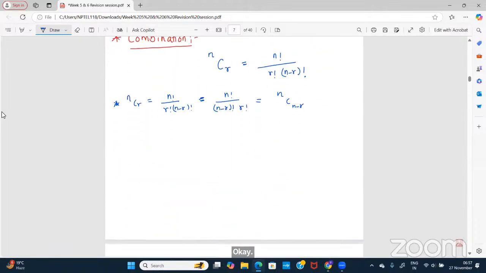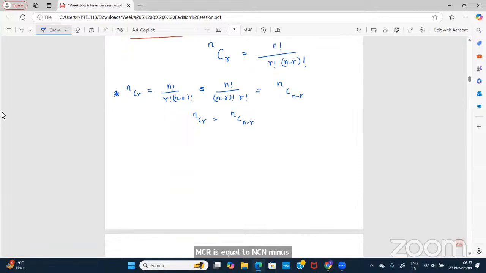So here you can see that in this statement, nCr is equal to nC(n−r). So what we can conclude from this equation is that the selection of r objects out of n is equal to the selection of n minus r objects out of n, right?